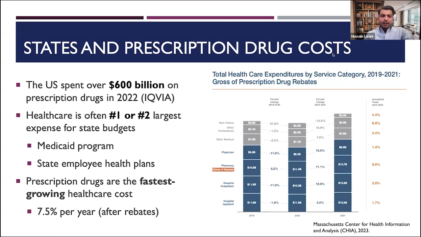All right, so just some general background here. In 2022, the US spent about $600 billion on prescription drugs. And as this pertains particularly to states, healthcare is often the number one or number two largest expense for state budgets. So states are spending a large amount of their budgets towards healthcare broadly. And this can include a variety of different things: the Medicaid program, state employee health plans. And within that, prescription drugs are the fastest growing healthcare cost. And so this is why this issue of high prescription drug costs is really, really important to states.